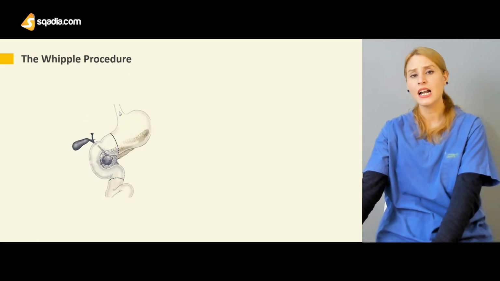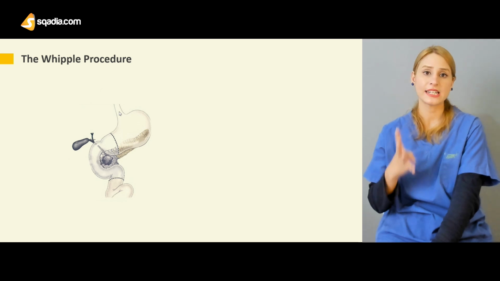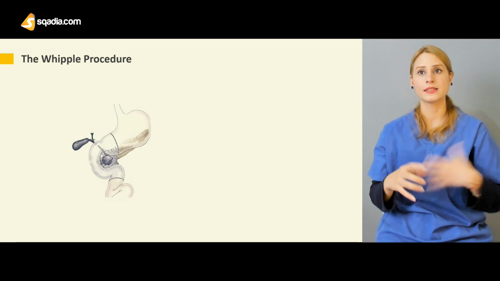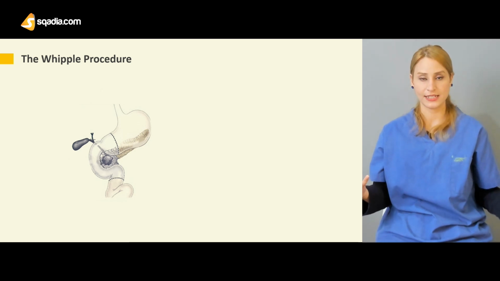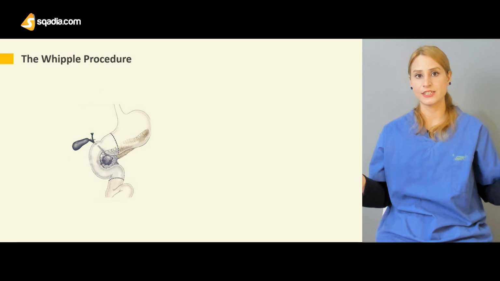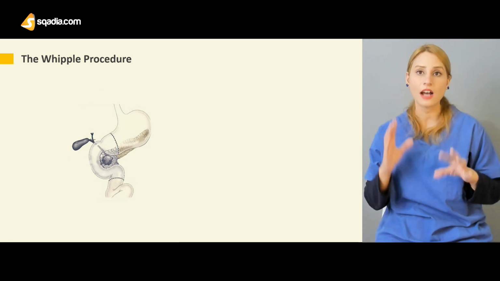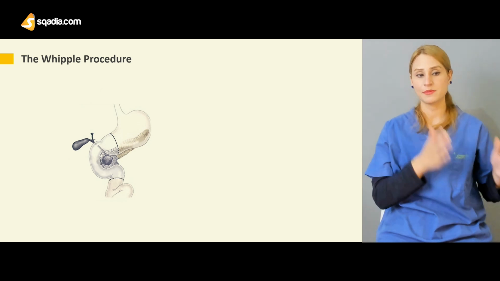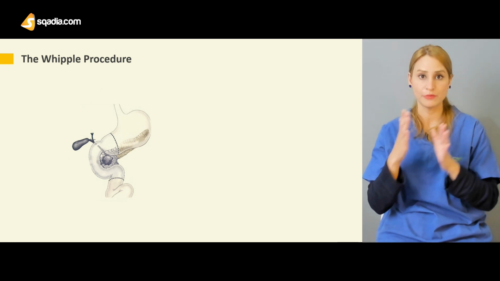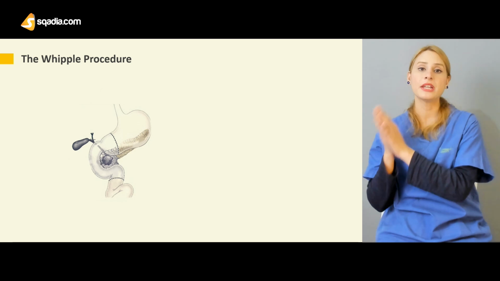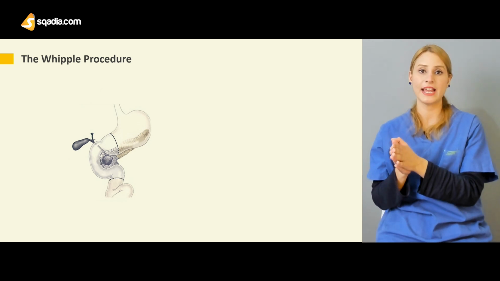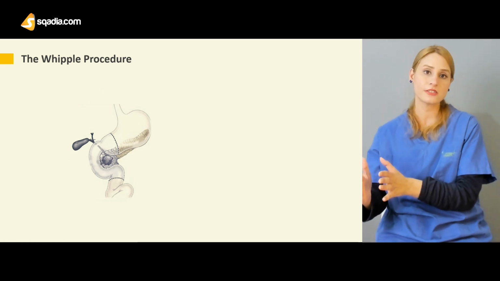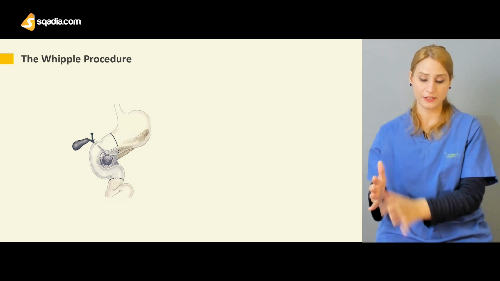So the basic thing is that you have to create three important things, okay? In Whipple, it's actually a pancreatic duodenectomy, okay? So you're removing the duodenum, you're removing the pancreas. The only difference between a pylorus preserving pancreatic duodenectomy and a Whipple procedure is that in Whipple you're also removing the pylorus of the stomach. But in pylorus preserving pancreatic duodenectomy, the rest of the procedure remains the same, but you're just also preserving the pylorus.